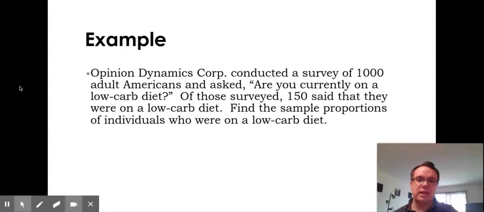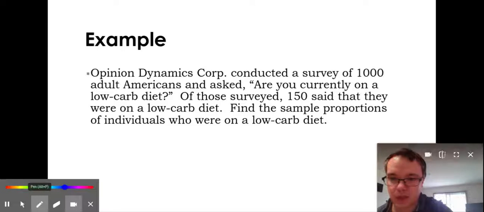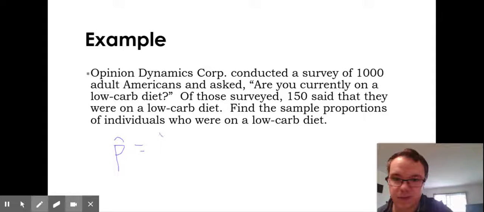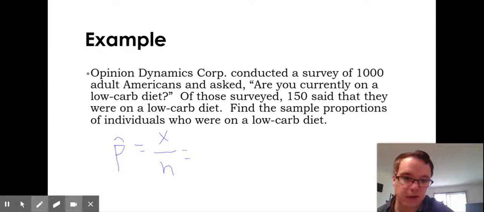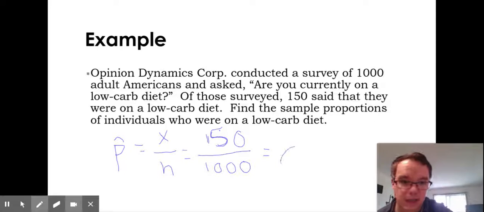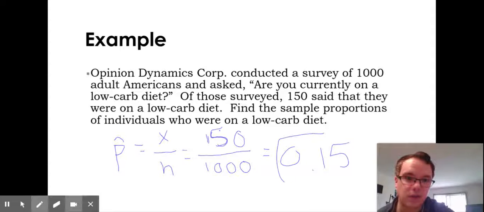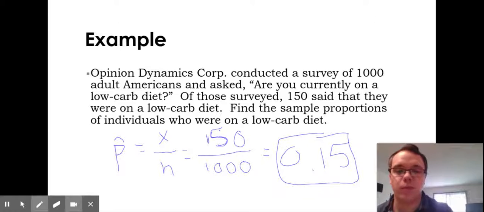All right, so it says an opinion dynamics corp conducted a survey of 1,000 adult Americans and asked, are you currently on a low carb diet? Of those surveyed, 150 said that they were on a low carb diet. So we're going to find the sample proportion of individuals who are on a low carb diet. So we just learned that our p hat takes the number of people with a characteristic over our sample size. So in this case, the characteristic is being on a low carb diet. 150 of them said they were on a low carb diet. So 150 out of the 1,000 people in the sample. So if we turn that into a decimal, that is 0.15. So our sample proportion here, p hat, is 0.15.